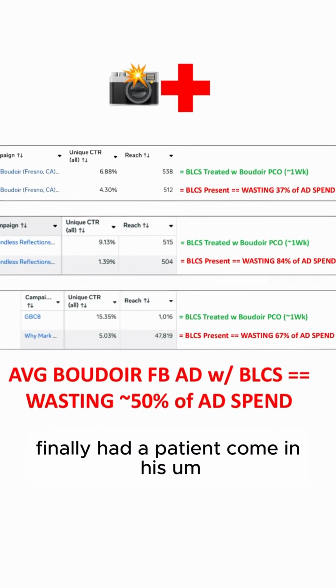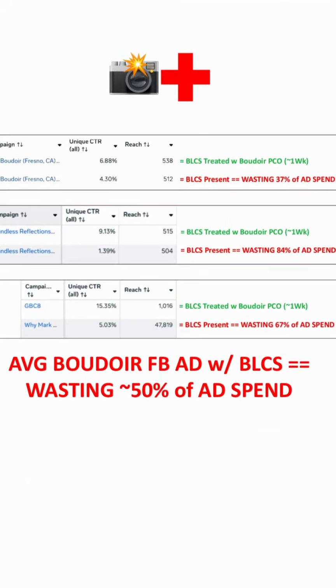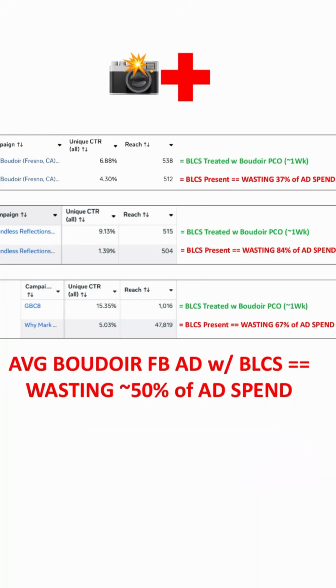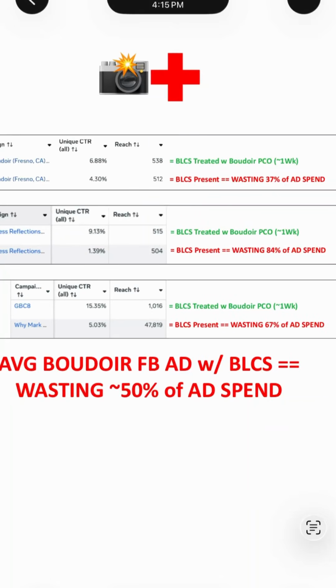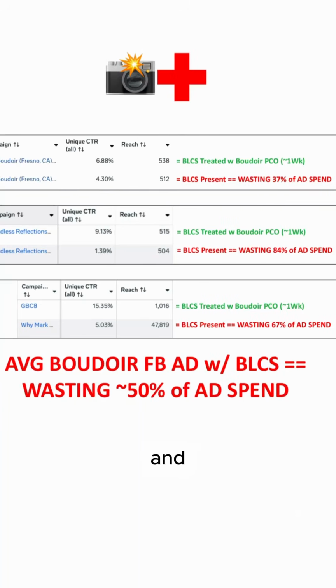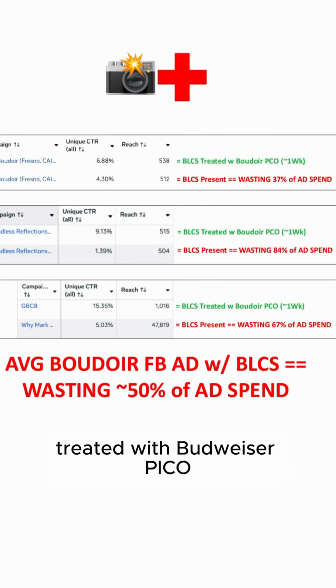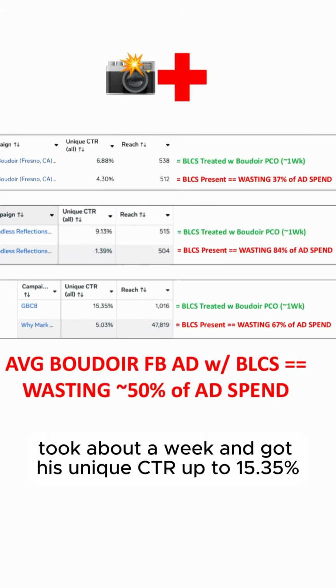Finally, had a patient come in. His boudoir Facebook ad unique CTR was 5.03%. So BLCS is present. And so we duplicated it, and went extra hard on this one. Treated with Boudoir Pico, took about a week, and got his unique CTR up to 15.35%.